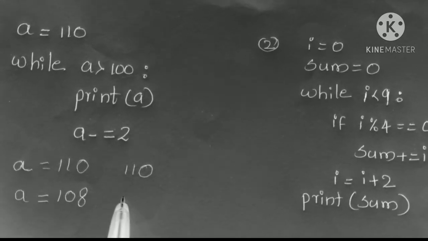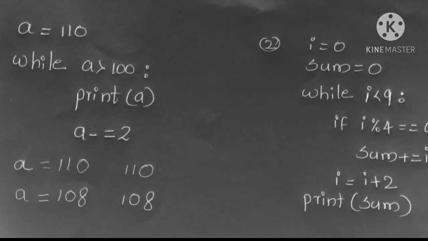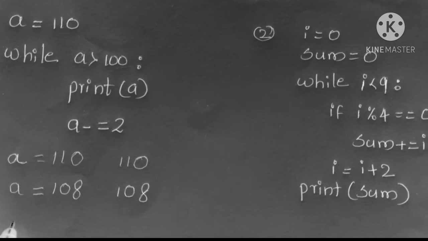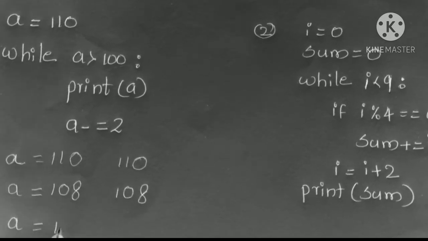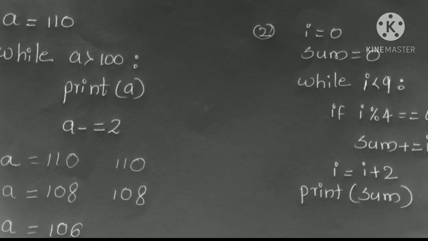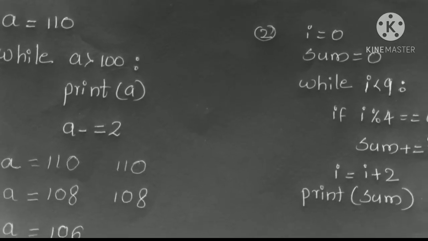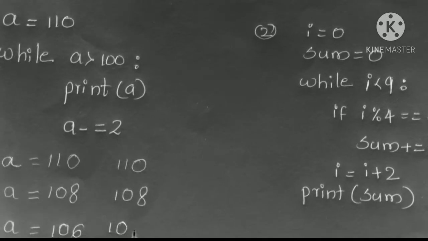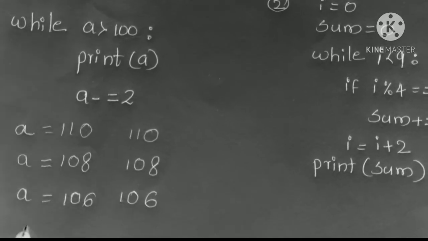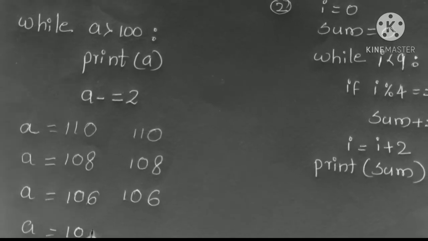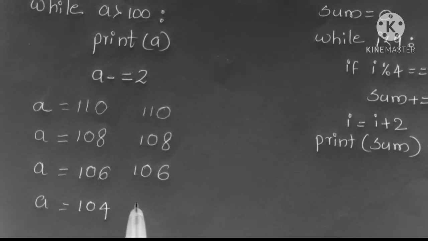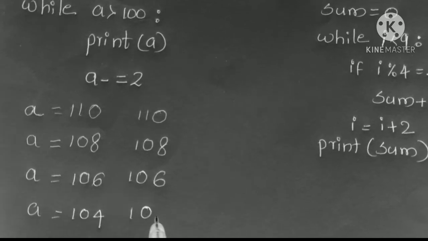Then it will print 108. On next iteration, A minus equal to 2 and A will become 106. Then again check the condition A greater than 100. Condition satisfied, so it will print 106. Then on next iteration, A is equal to 104. Then the greater than 100 condition is satisfied, so it will print 104.